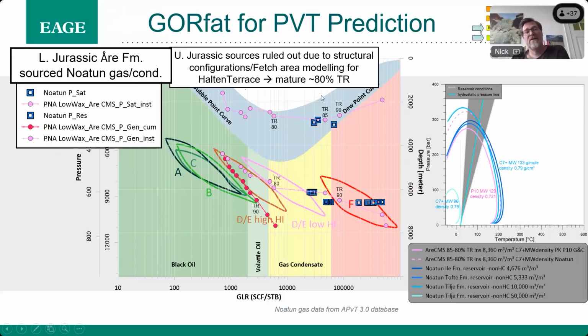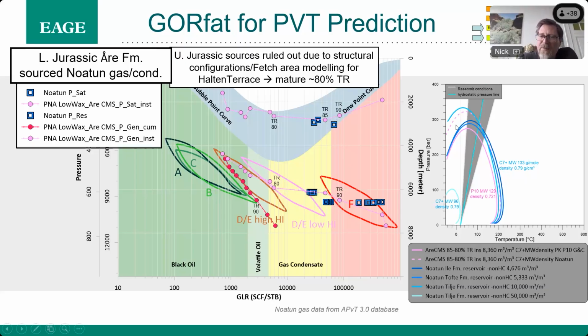mature gas and condensates, corresponding to roughly an 80% kerogen transformation ratio. So using this Ore Formation GORFET kinetics shows us that it fits perfectly with the GOR values for the Noatun gas fields at a transformation ratio of between 80 and 85. So this is for the instantaneous composition. So these Noatun gas condensates seem to contain instantaneously generated high mature fluids from the Ore Formation.